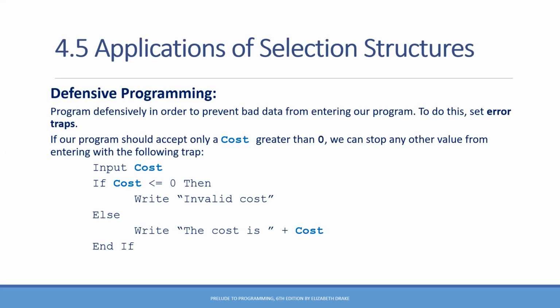Or in this case, they're saying that they want the cost to be greater than zero. So not only do they want it to be numeric, they want it to be something. So I can write defensive programming logic, defensive code that makes sure the valid data is entered.